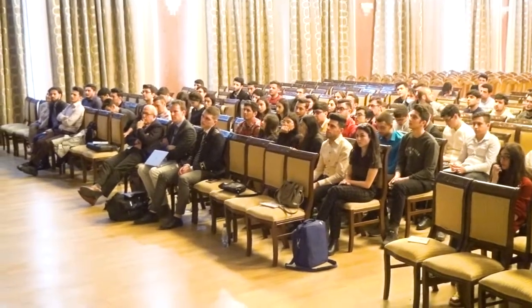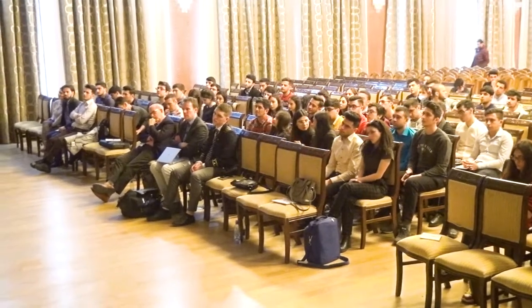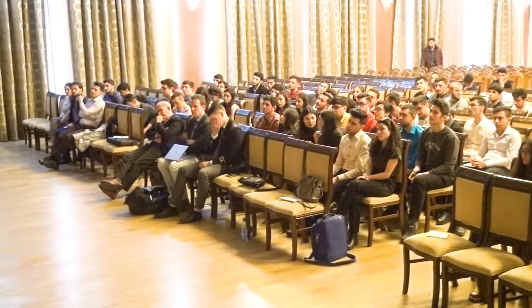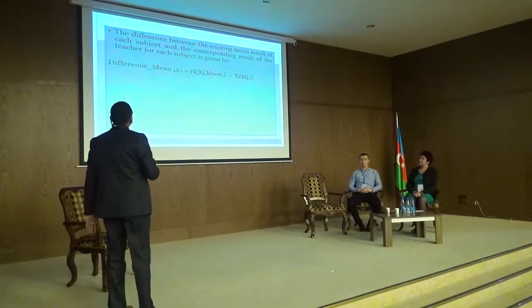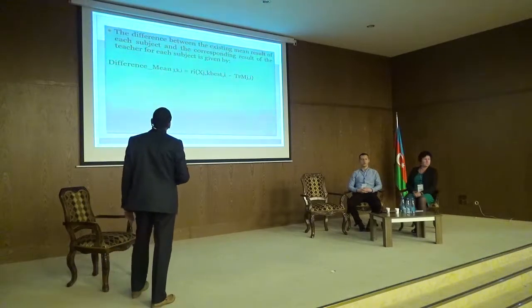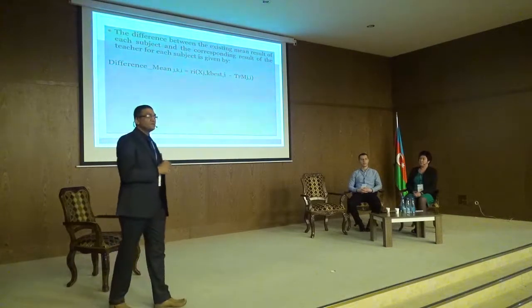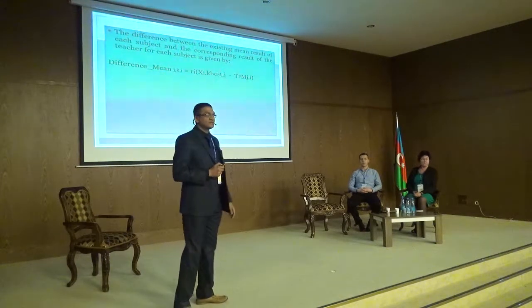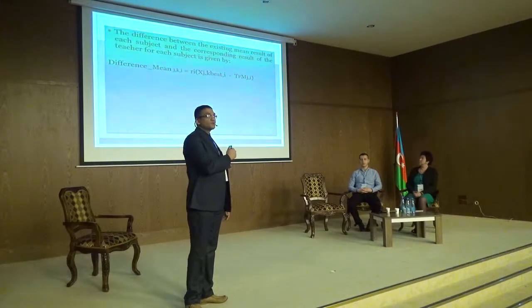So this is the key idea of getting the solution. In this, what we are doing is finding the difference between the existing mean result of each subject and the corresponding result of the teacher for each subject. If you look at this formula, that actually provides training to the student, the learner, the element of the population.